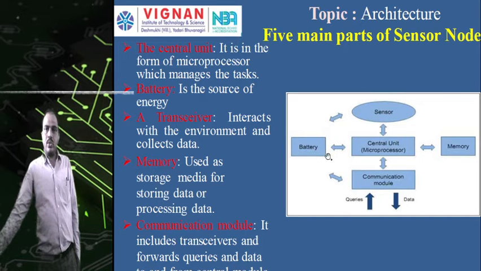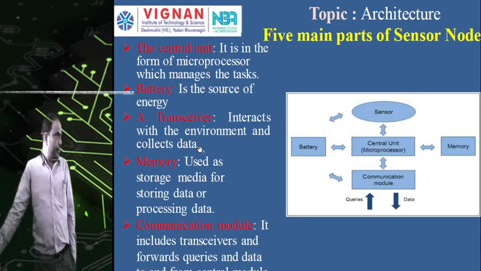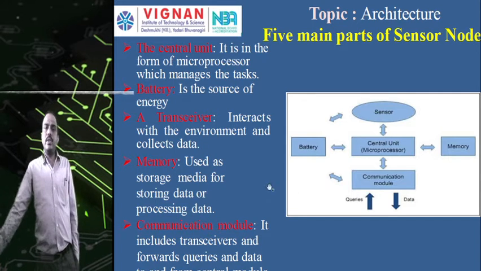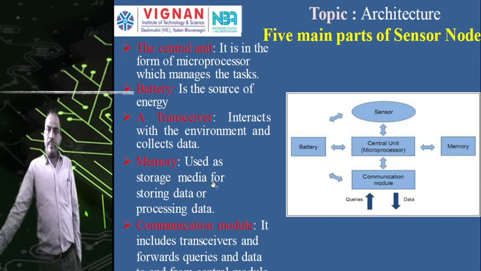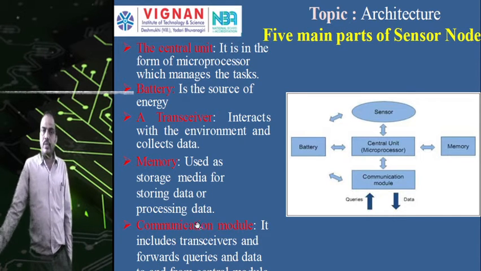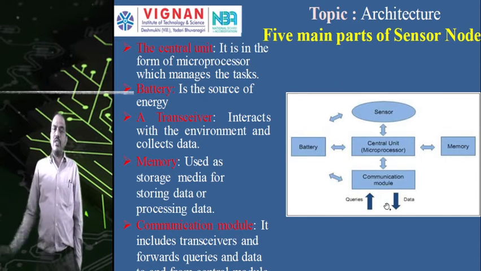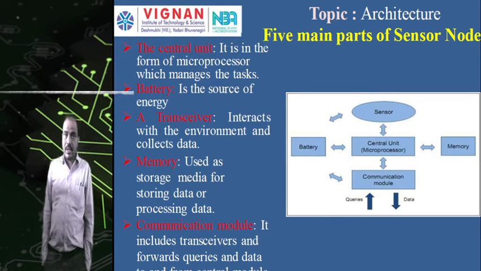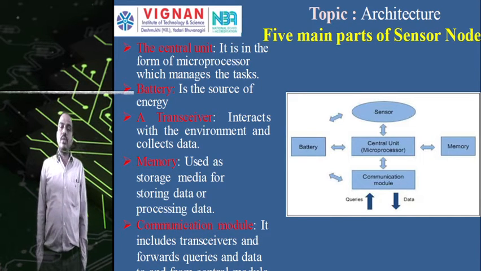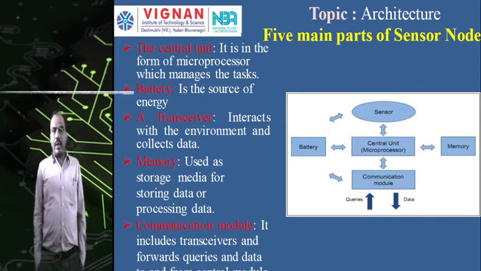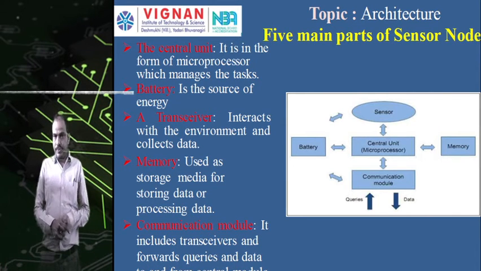What about the battery? It is a source of energy for all the devices. The transceiver is transmitter as well as receiver. It interacts with the environment as well as collects the data. Memory is used as storage media, for storing data as well as processing the data. The communication module includes transceivers, that is transmitter and receivers, and it forwards queries and data to and from the central module.